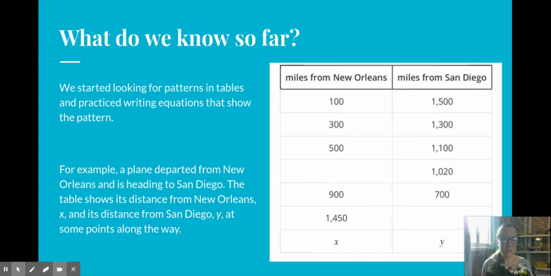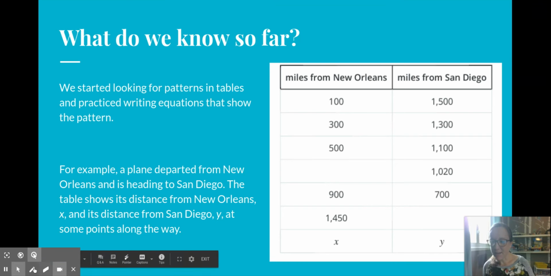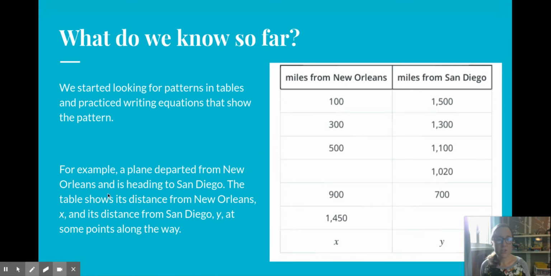So then we got into looking for some patterns in tables and using those to write equations that describe the situation. So let's look at this one. A plane departed from New Orleans and is headed to San Diego. The table shows the distance from New Orleans, x, and its distance from San Diego at different points along the way. This should seem to you like that activity of distance from home and distance from school, where as we got closer to one, we got further from the other. But we talked about some different ways that we could write equations to represent this relationship here.